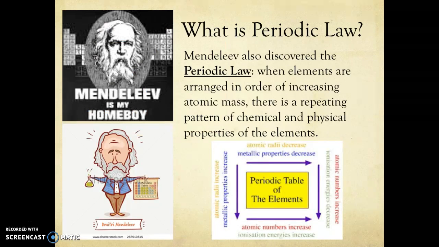He also discovered something called periodic law. Basically, when you organize elements in order of increasing atomic mass, there's a repeating pattern of different chemical and physical properties of the elements. So basically the periodic table follows different patterns.